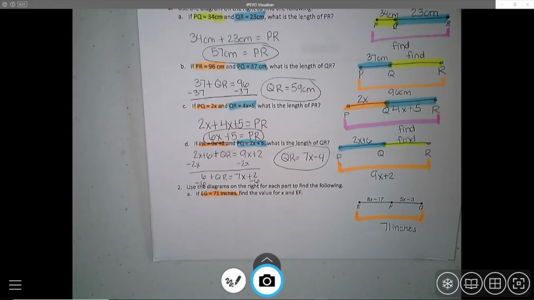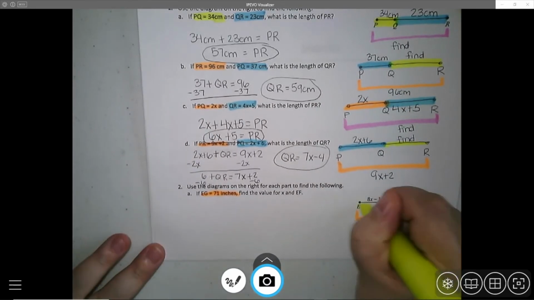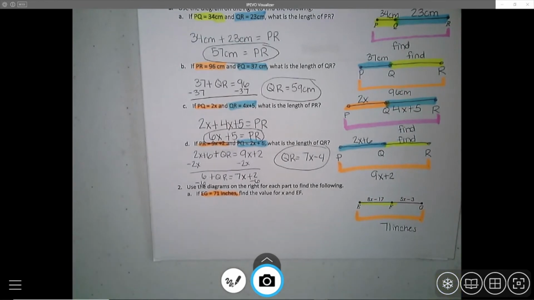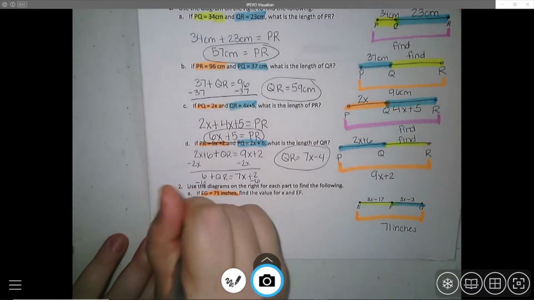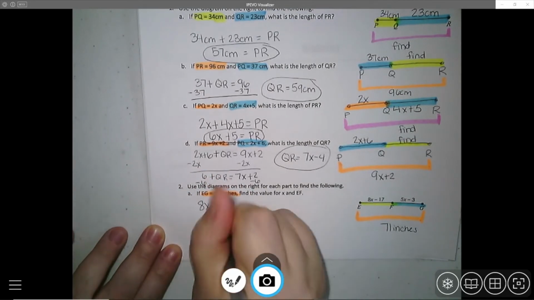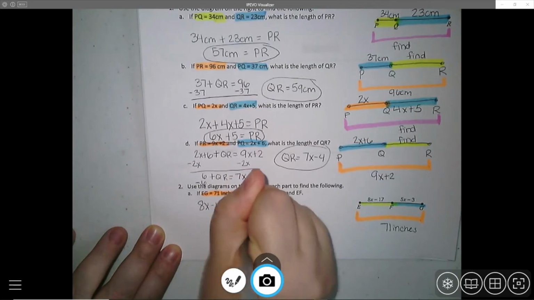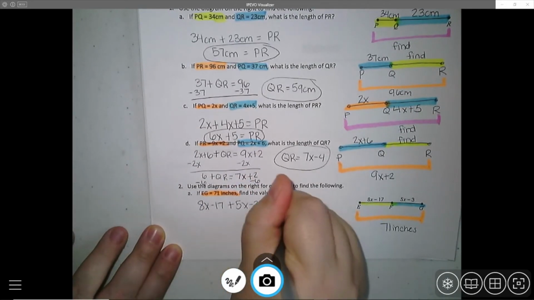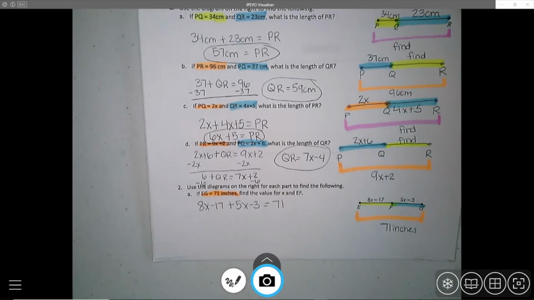So the first thing I'm going to solve for is X. Here are my parts. My parts are EF, which is 8x minus 17, and the other part is FG, which is 5x minus 3. So 8x minus 17 plus the other part, 5x minus 3, equals 71. Okay, this is still going back to that first lesson.